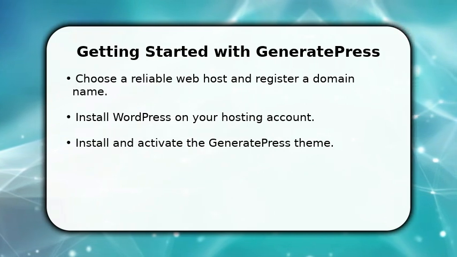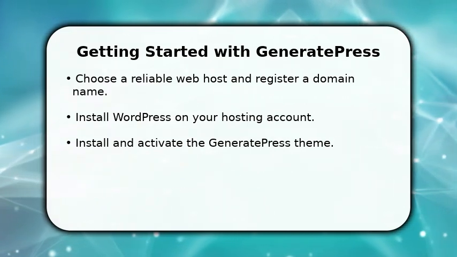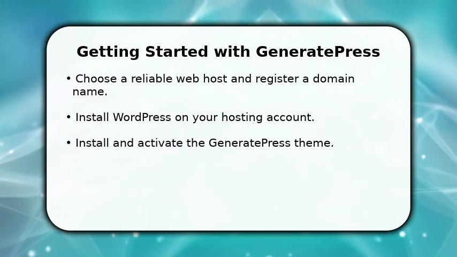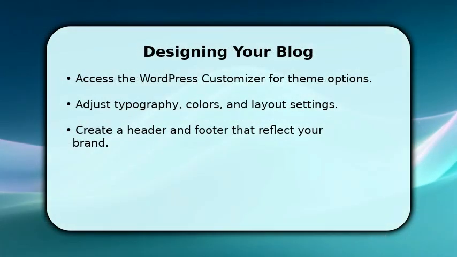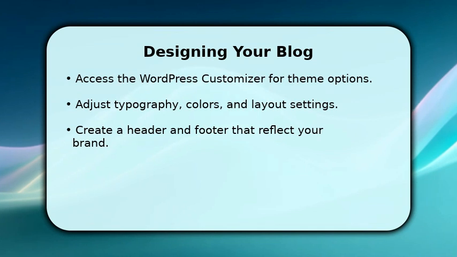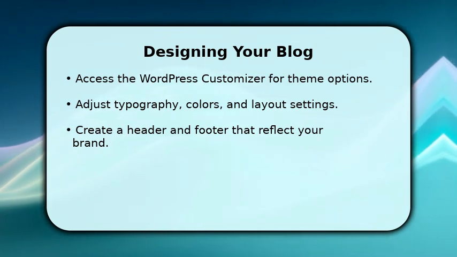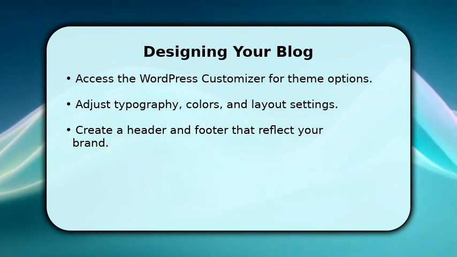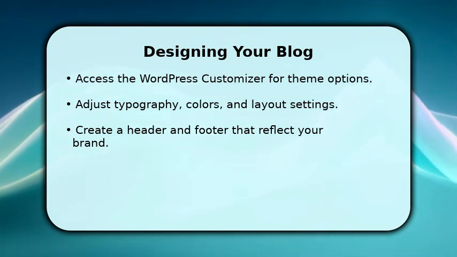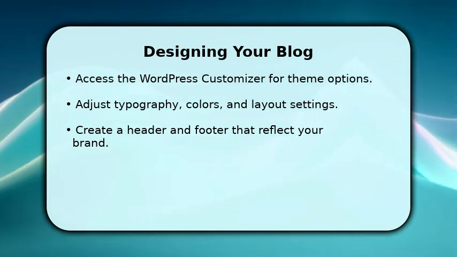For enhanced customization and powerful features, consider upgrading to the premium version, GeneratePress Premium, which offers many more options. Now, let's dive into designing your blog's appearance. Navigate to the WordPress customizer, where you will find all the GeneratePress theme options. Here, you can easily adjust your typography, select a color palette, and fine-tune your layout settings.